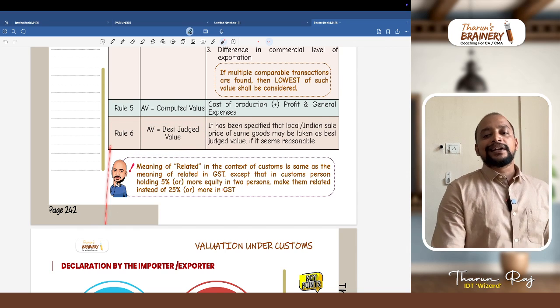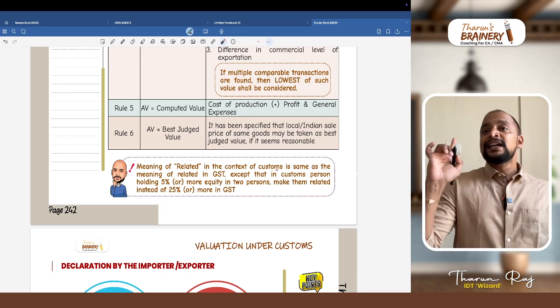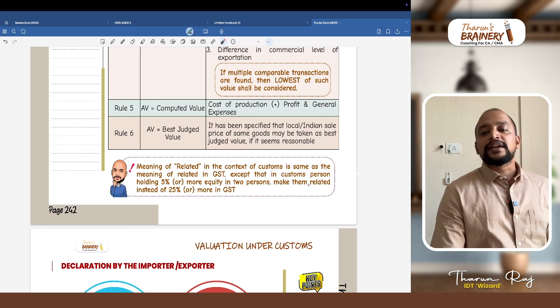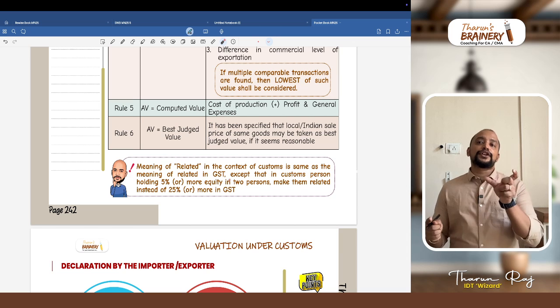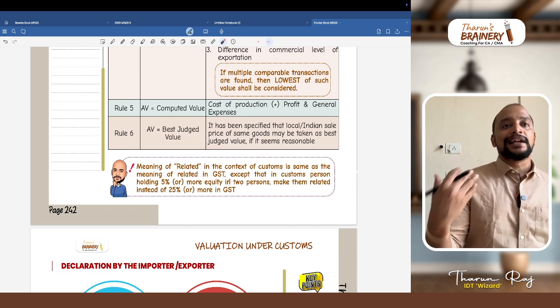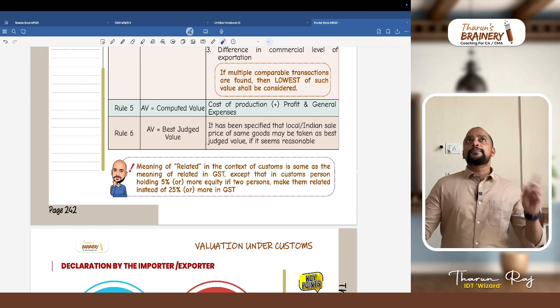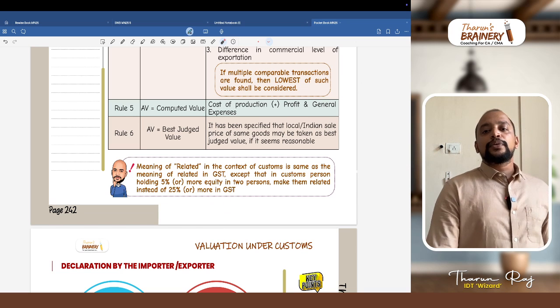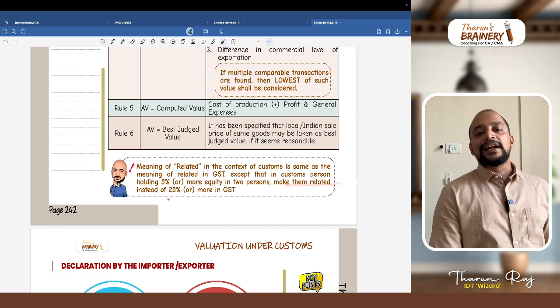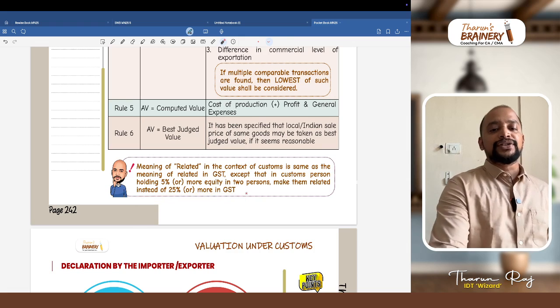And the meaning of related. The meaning of related in the context of customs is the same as the meaning of related in GST, except that in customs, two companies having a common shareholder holding 5% or more become related, whereas in GST, two companies having a common shareholder holding 25% or more become related. So a 5% equity holding makes them related instead of 25% or more in GST.